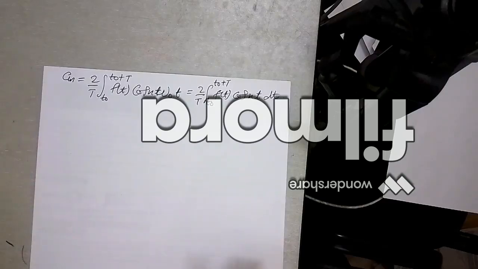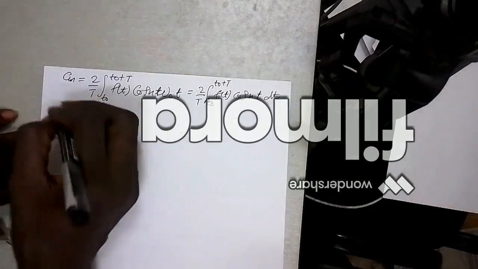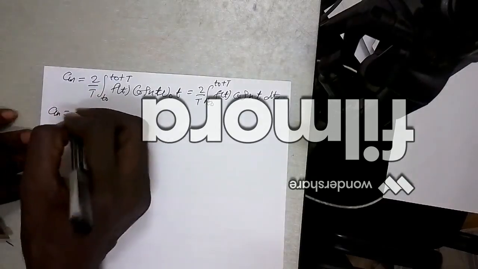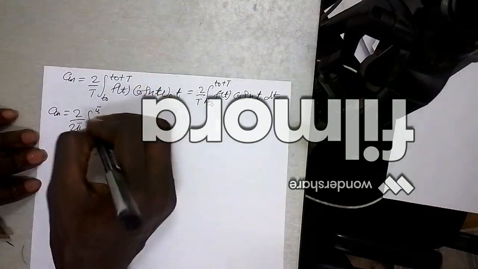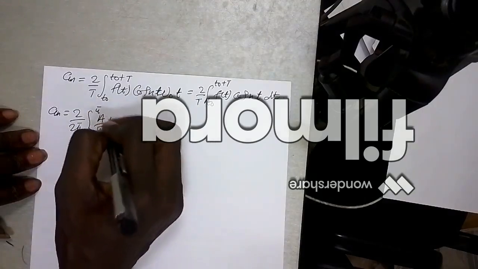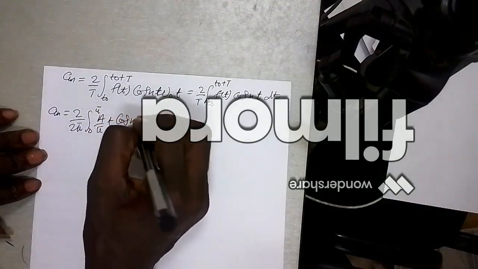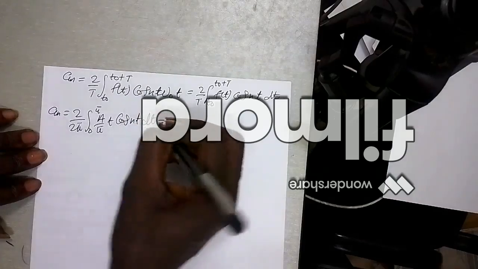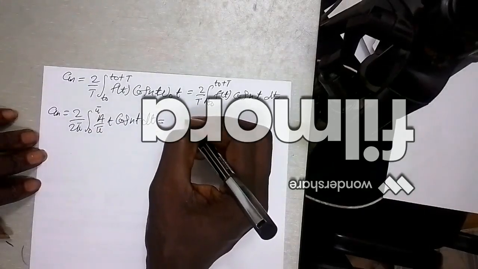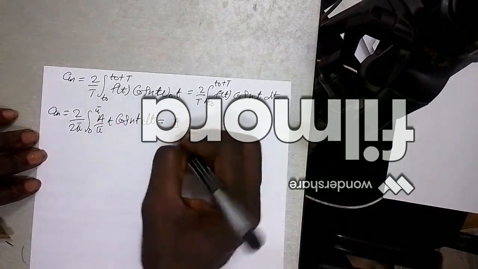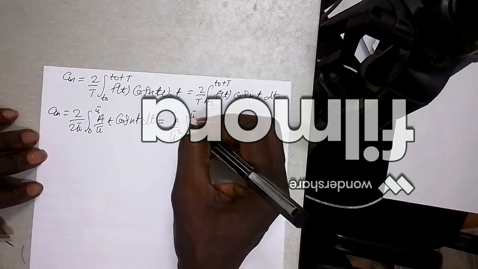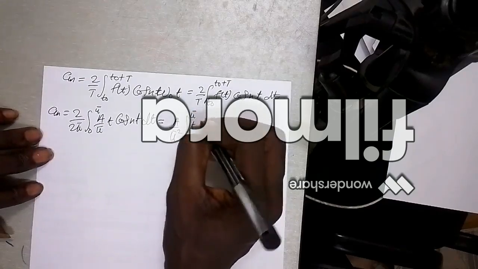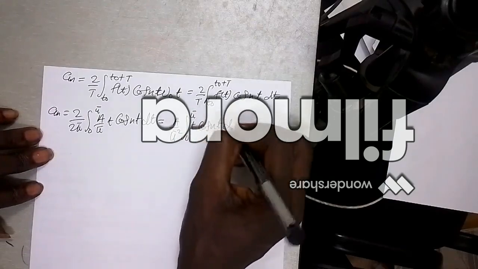Okay. Alright, so now that is your general formula for an. So now here, an is equal to 2 over 2 pi, integral from 0 to pi of (a over pi) t cos nt dt, which is equal to a on pi squared, integral from 0 to pi of t cos nt dt.